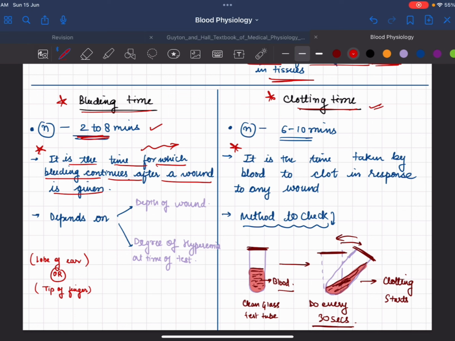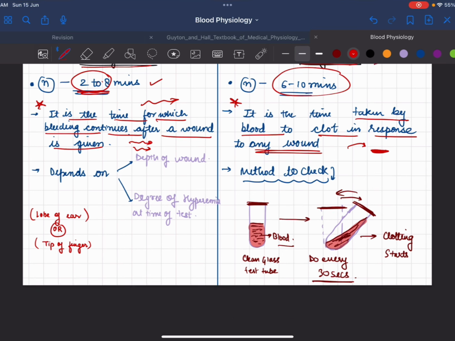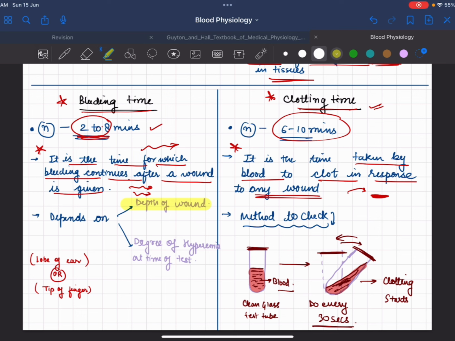What is clotting time? It is the time taken by the blood to clot in response to any wound. Okay, in how much time it will clot is clotting time. In how much time it will bleed is bleeding time. Okay, bleeding time is 2 to 8 minutes. Clotting time is 6 to 10 minutes. Okay. Now, bleeding time depends on two things. Depth of the wound. Obviously, if the wound is deeper enough, it will lead to profuse bleeding, more bleeding, and the degree of hyperemia at the time of test.